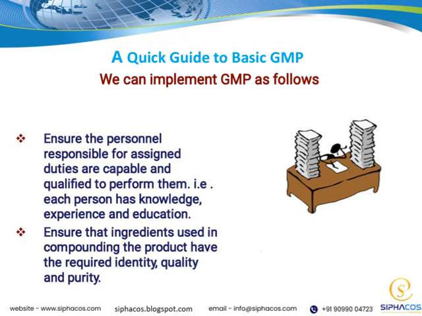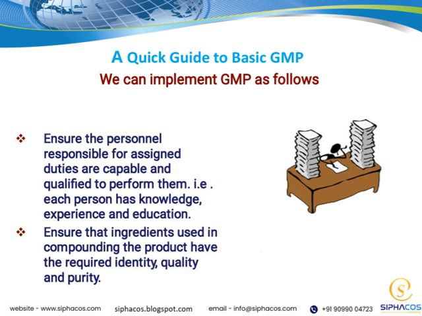Let's take a quick look at what a basic GMP, or good manufacturing practice, entails. This slide serves as a straightforward guide to the essentials. First, GMP is all about ensuring quality and safety in manufacturing processes, especially in the pharmaceutical and biotech industries. It's about establishing a solid foundation so that every product meets consistent standards.